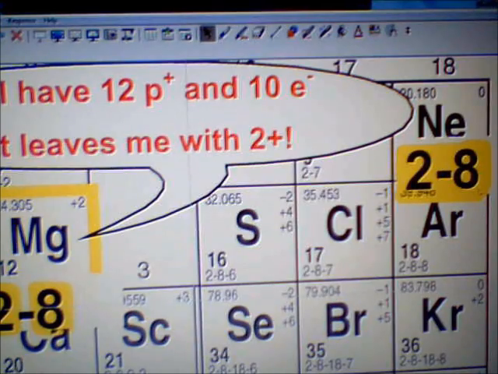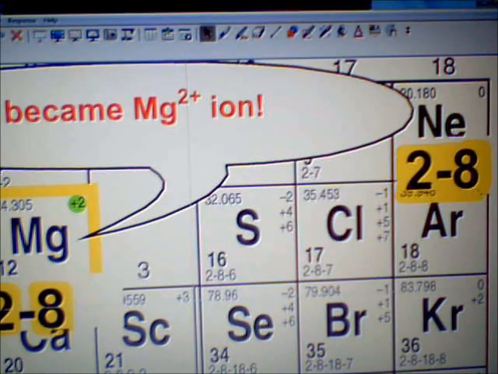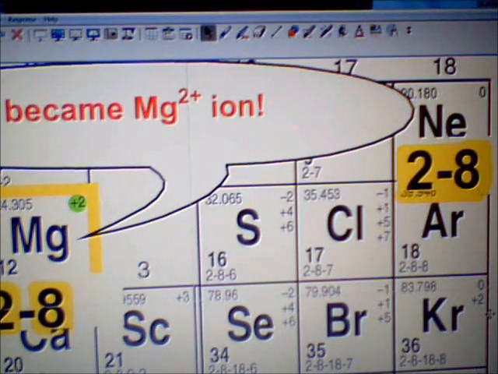If that happens, magnesium will have 10 electrons with a negative charge, so 10 negative charges, and it will still have its 12 protons, which means it has 12 positive charges. It's going to leave it with an extra charge of a +2. Think about it. 12 pluses, 10 minuses, leaves you with 2 pluses. This is what we call an ion. An ion is an atom that has gained or lost electrons.